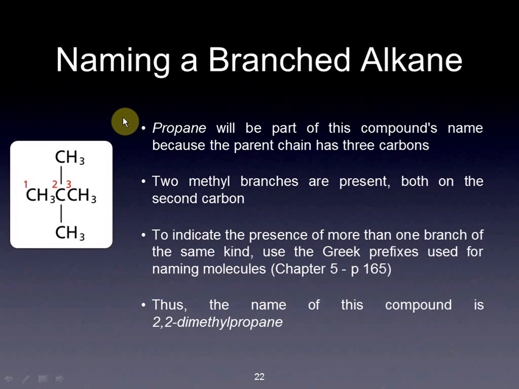When we put it all together, the name of this molecule is 2,2-dimethylpropane. Since we don't use any spaces in the name of hydrocarbons, we're going to place a comma between 2 numbers, so we know in this case that it's 2,2 and not 22. And remember to put a hyphen between the numbers and letters as well.